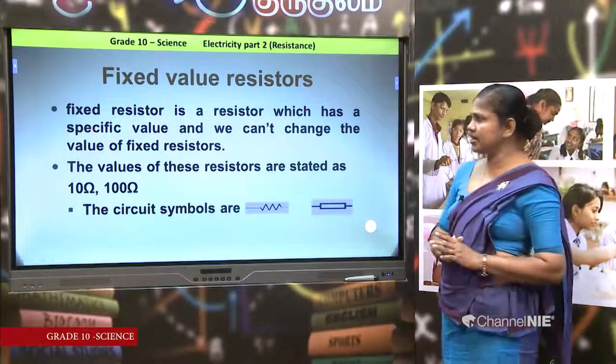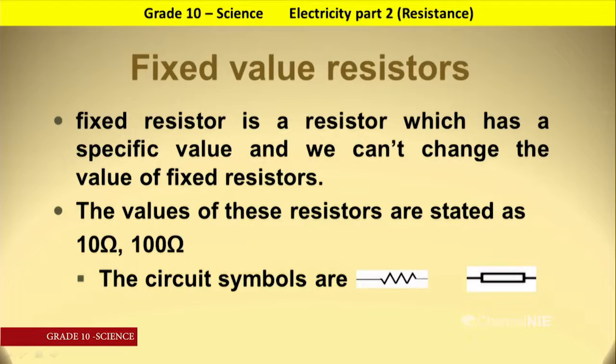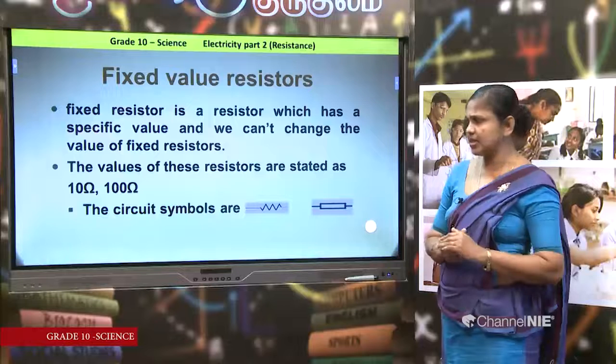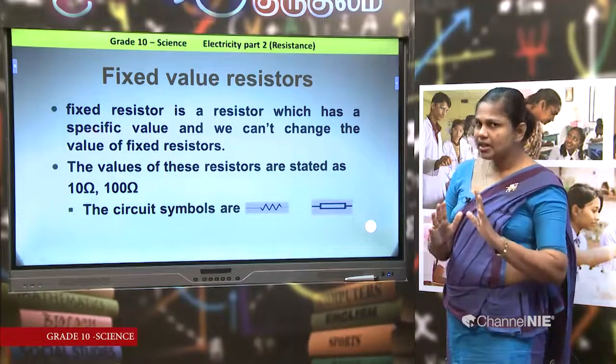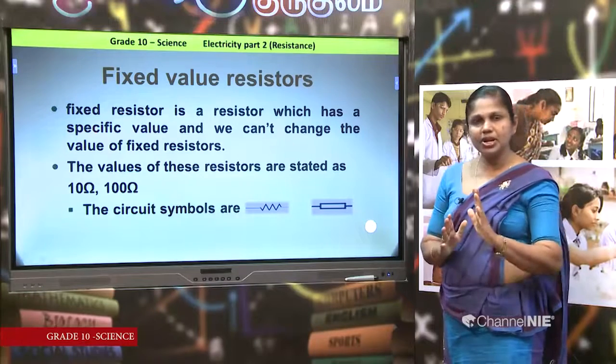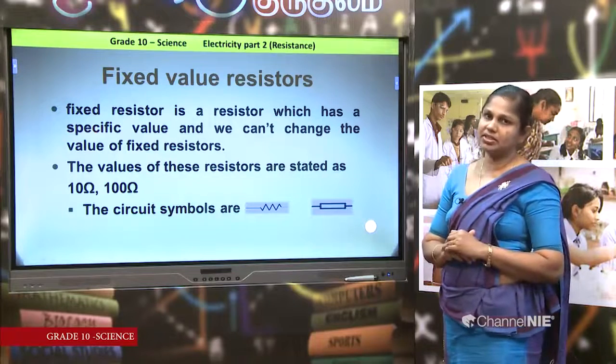A fixed resistor is a resistor which has a specific value, and we can't change the value of fixed resistors in circuits, children. When a fixed value resistor is connected, permanently that resistor provides a certain resistance. We cannot change the value. The values are mentioned on fixed resistors like 10 ohm, 100 ohm, 1 kilo ohm. Likewise, particular values are mentioned.